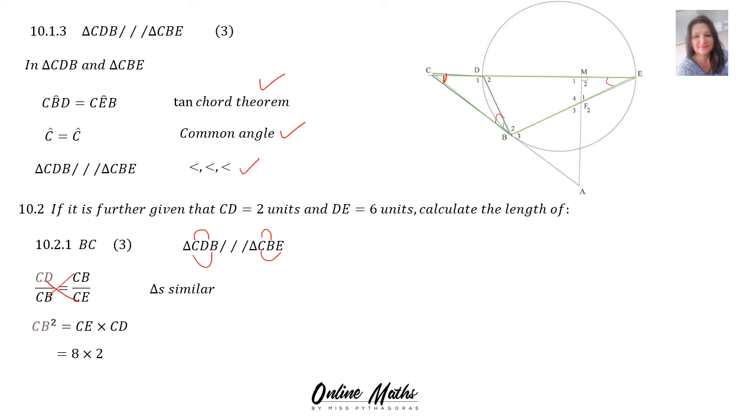Where does the 8 come from? CE's length consists of CD and DE. So you add the two together. And then CD is 2 and 8 times 2 is 16. Therefore, BC is 4 units. And then where's the marks? Your ratio, CE 8 and BC 4 units.